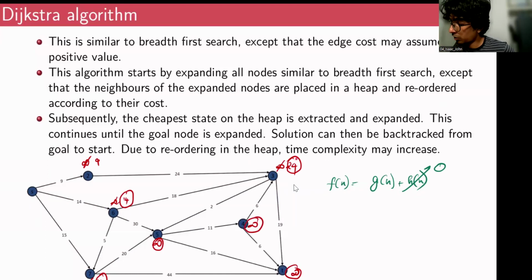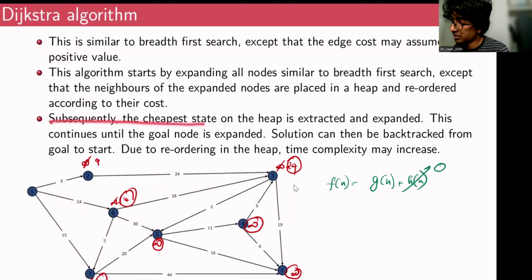And then again, you place all of these nodes in a heap, right? And then you select the node which has the least cost, which is node 6, that has the cost of 14. And then you explore all the neighboring nodes of node 6, which are node 3, node 5, node 7, node S, right? And this keeps on updating and updating until you reach the goal position.